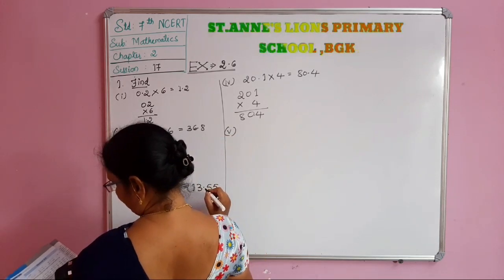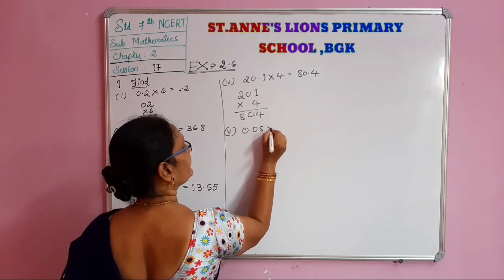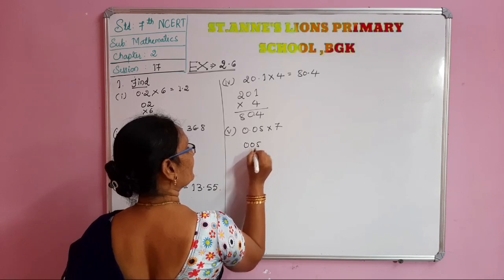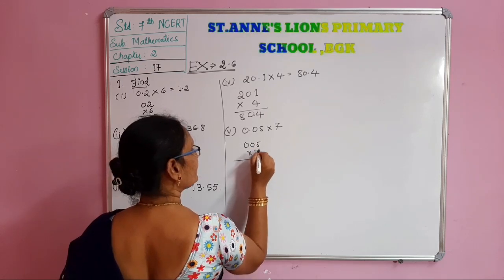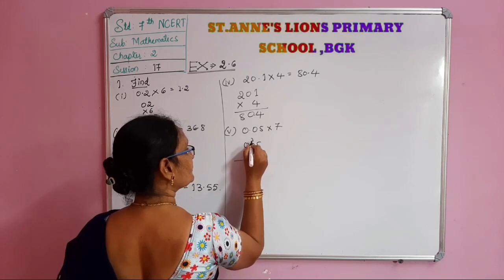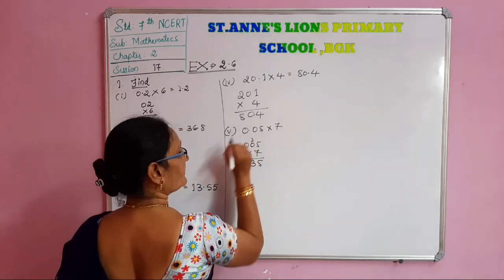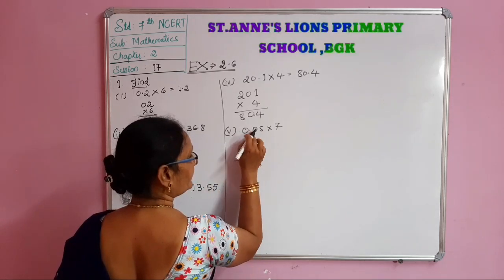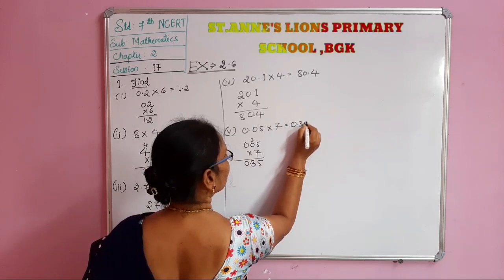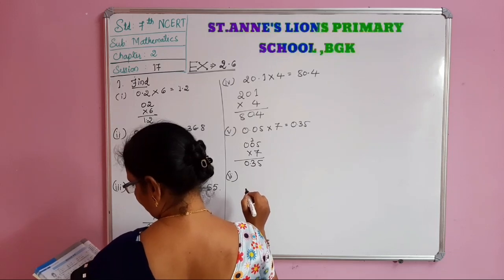Next, fifth one, 0.05 into 7. See here, 7 fives are 35, carrying 3. 7 zeros are 0 plus 3, 3. 7 zeros are 0. After how many places? After 2 places, 1, 2. So the answer is 0.35.